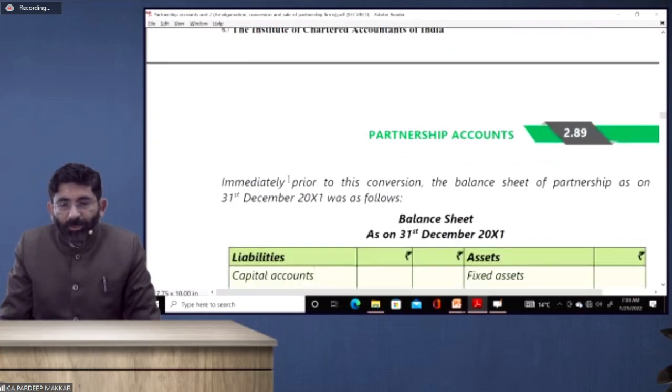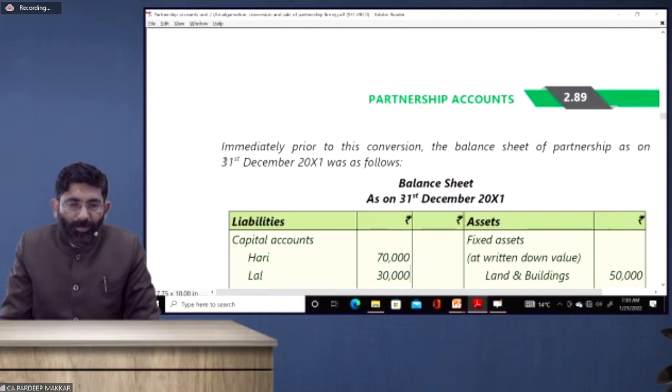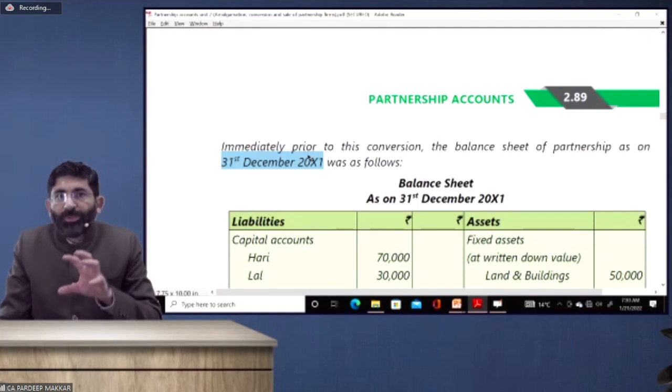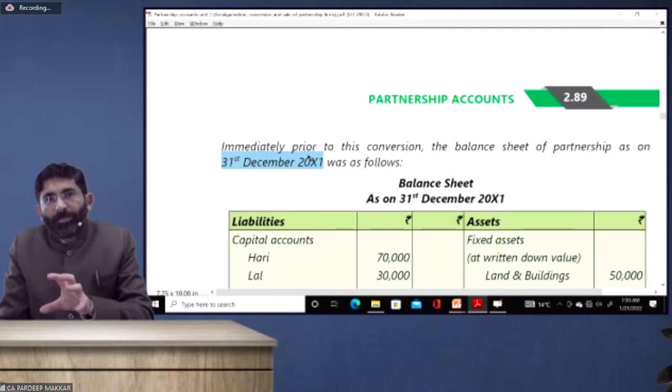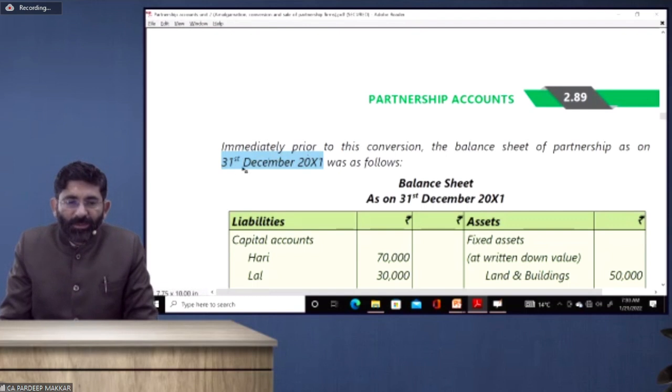Immediately prior to this conversion, the balance sheet is prepared. So the balance sheet as on the date of opening is given to you. As the date of closing of the previous firm, opening of the new company is given to you. This is very easy because when a balance sheet is given to you, we can easily do our efforts. We can just go for passing journal entries and making some simple calculations, which is normally easy for us to understand.